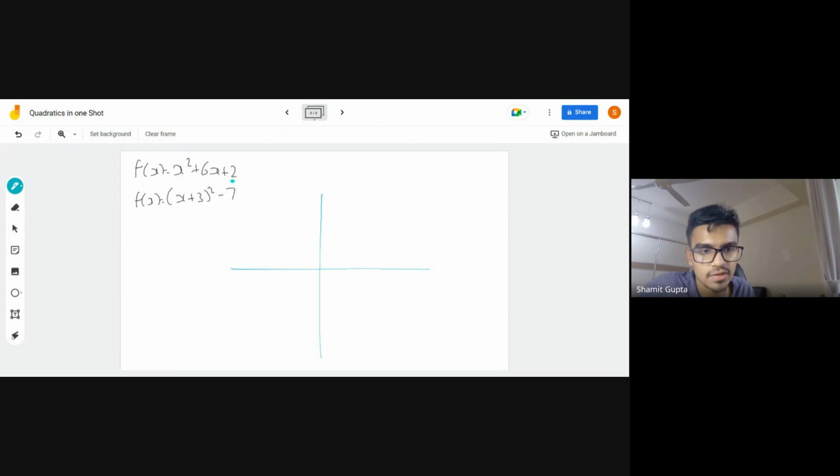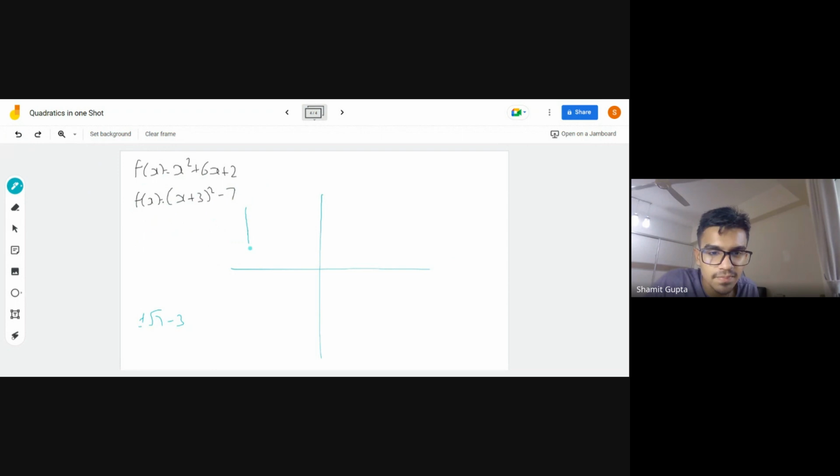Okay, so if you want to see how this graph will look like, the x-intercept will be plus minus square root of 7 minus 3. x plus 3 squared minus 9. The y-intercept is going to be positive 2. Sorry, yeah, now it makes sense. I was thinking, how can the y-intercept be -7? The y-intercept is going to be positive 2 because when x is 0, this will be 9 minus 7, which is 2. Sorry, I'm human.